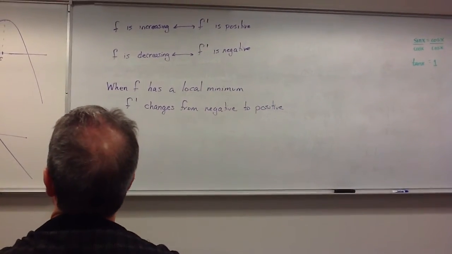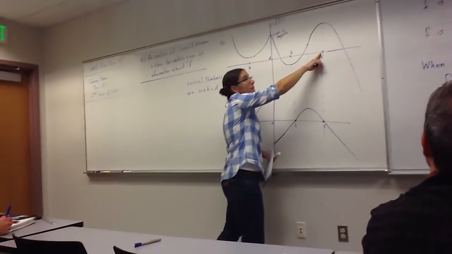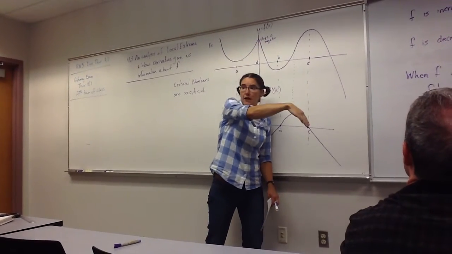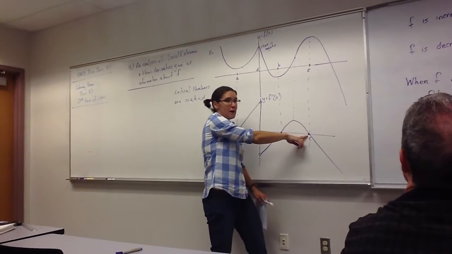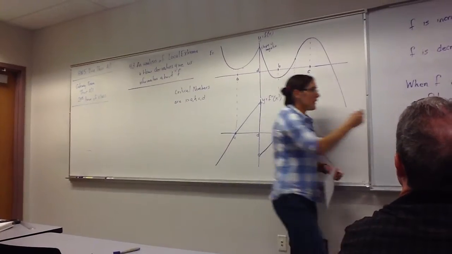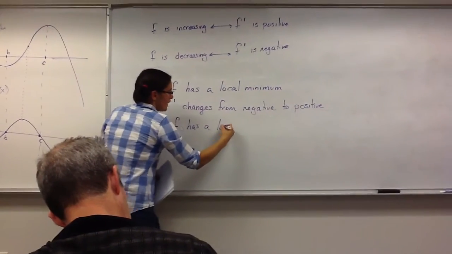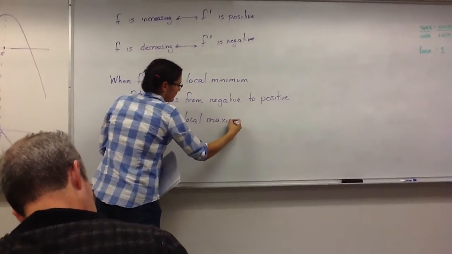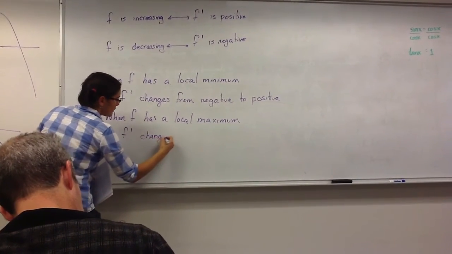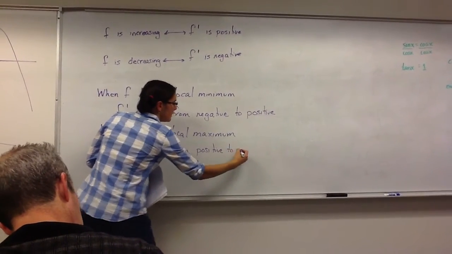All right, so let's take a look at our local maximum, and let's start with the local maximum that occurs at x equals c. At x equals c, our original function f is going uphill until it hits the top of the hill and then starts to go downhill. So our derivative f prime goes from being positive to being negative. And so when f has a local maximum, f prime changes from positive to negative.